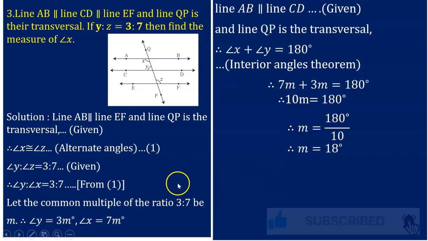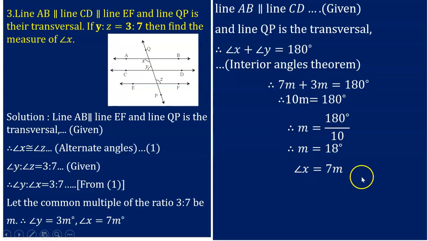We want to find out the measure of angle x. x चा मेजर आपल्याला पाहिजे. Therefore measure of angle x is equals to 7m. That is 7 into 18 degree and therefore in this way if we multiplied then you will get here measure of angle x is equals to 126 degree. Okay.